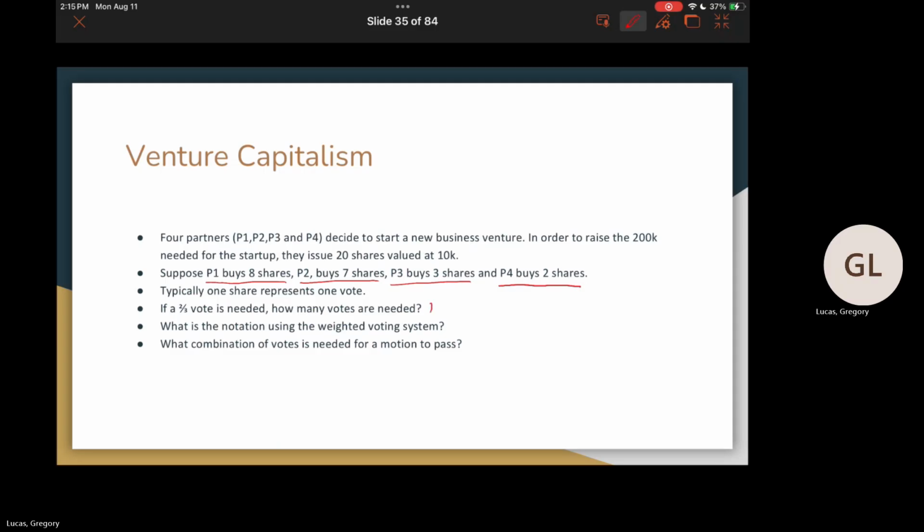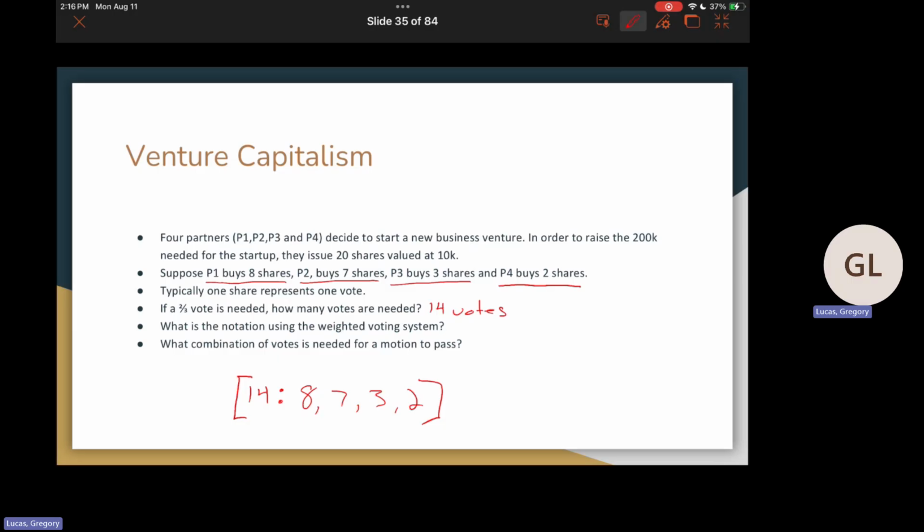So you can't have a partial vote. With 2/3, we round to the next number. Normally in rounding, you learn to round down, but with votes, you have to round up to the next whole number. Even if it was 13.001, you would still round that up to 14. Okay? And then what is the notation used? Let's write this out. So 14 votes wins. Player 1 has 8, player 2 has 7, player 3 has 3, and player 4 has 2. So that would be our voting system.